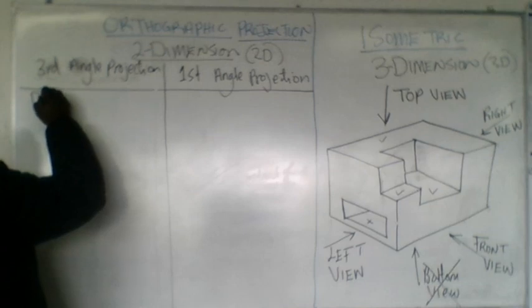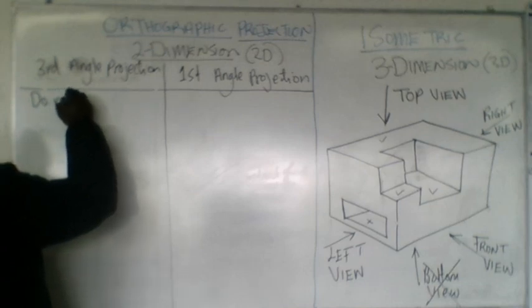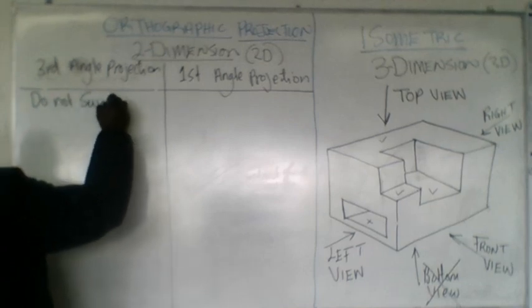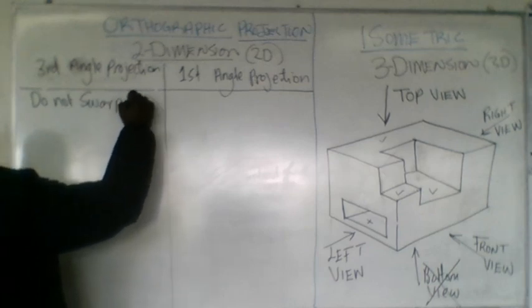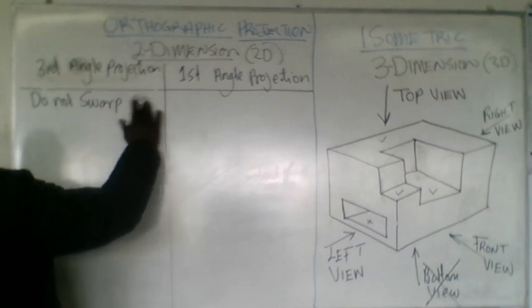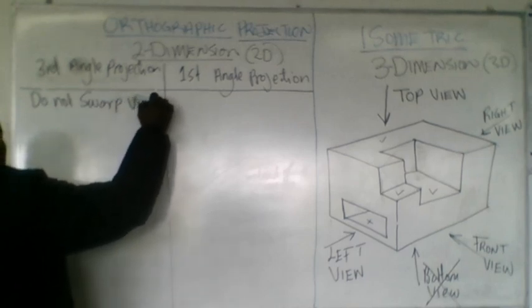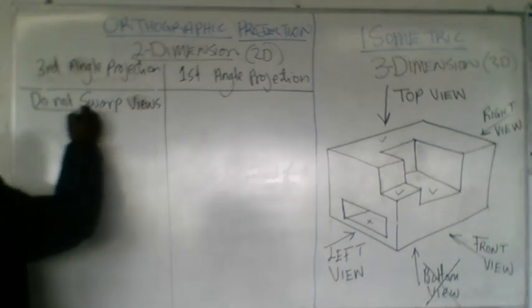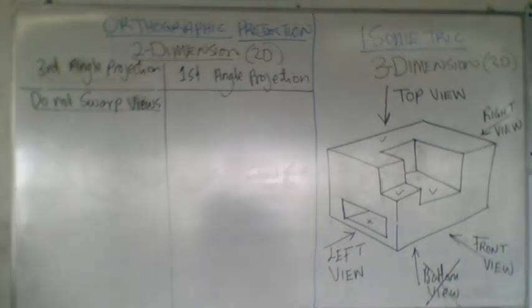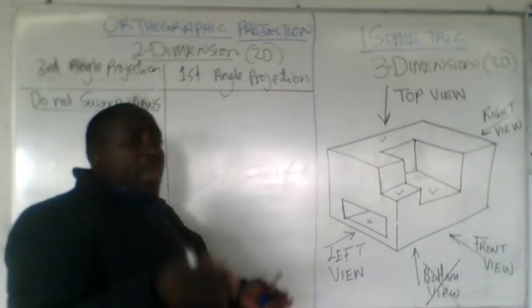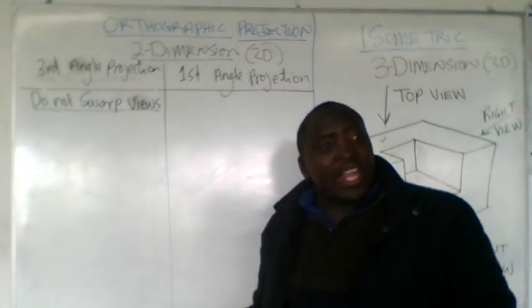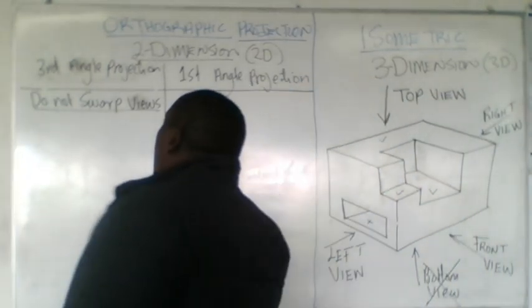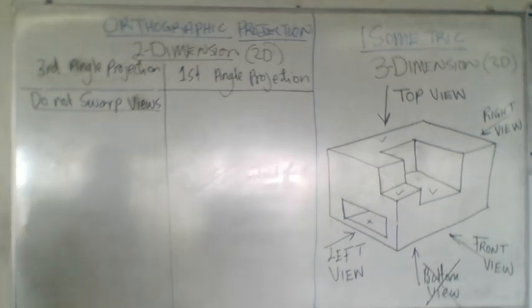Do not swap. Do not swap what? Views. That's what it is. So it means when you see it to the left, draw it on your left hand side. When you see it on top, draw it on top. You see it on your right, draw it on the right hand side. That is what third angle projection is telling us.